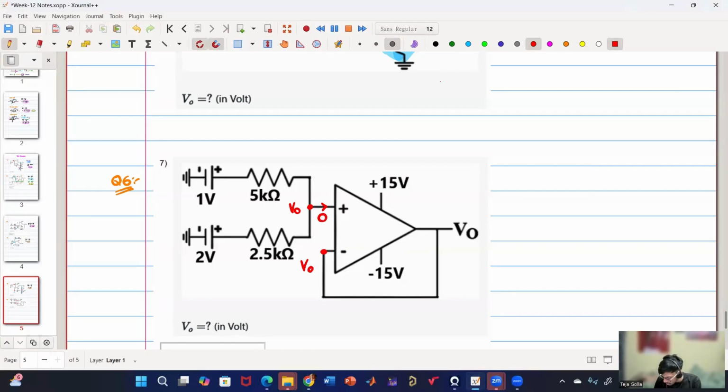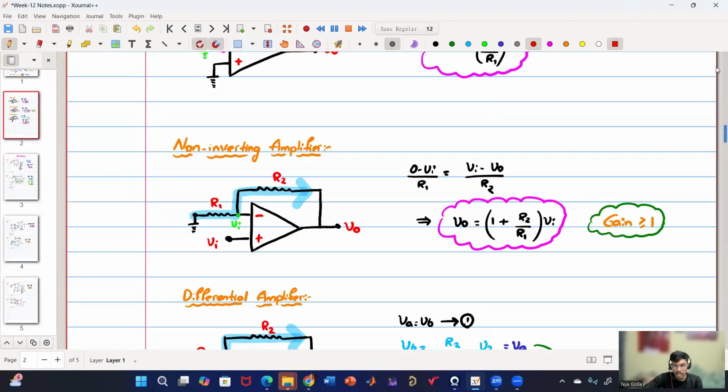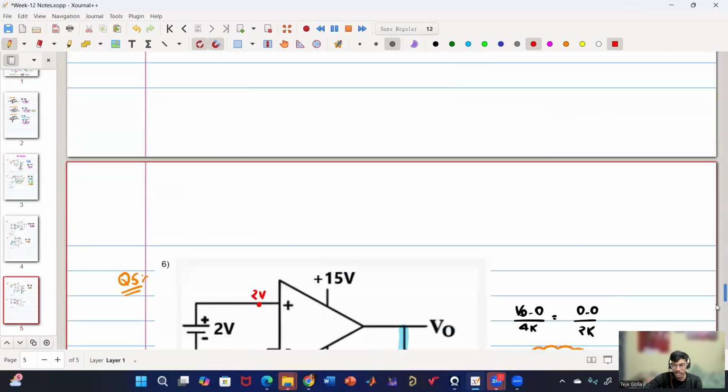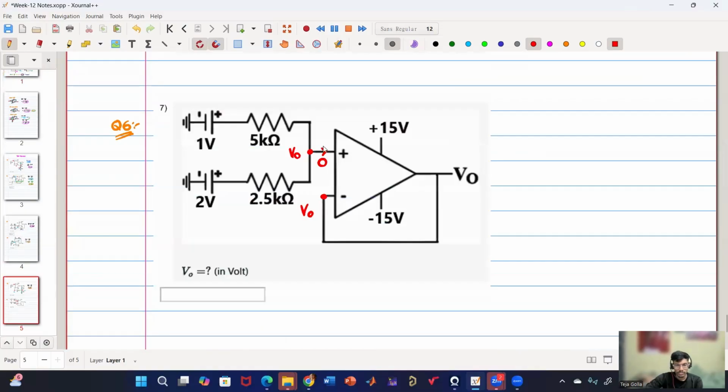0, because maybe you might have missed. For the op amp, the input resistance is infinite, so as if there is an open circuit at the input. So the input current of an op amp is 0. That's why the input current of an op amp is always 0.